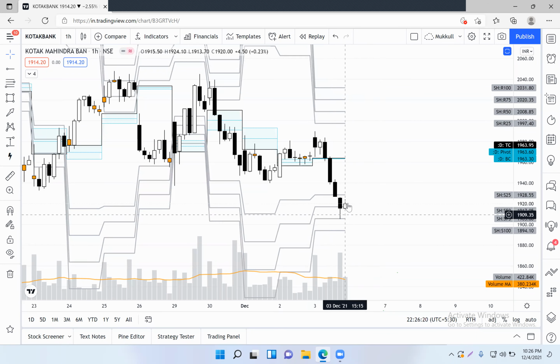Or it was not able to even cross S75. अगर cross भी कर लेता ना, then also your first setup might have triggered because ये zone में आ जाता है, 75 और 100 वाला, ठीक है. इसके ऊपर close होता है 75 पे और ये आपका stop loss होता है.